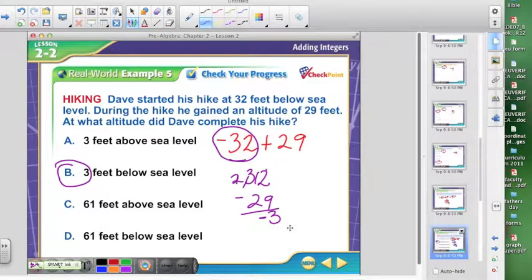Okay? Just keep those rules in front of you. Keep studying those rules. You are going to have to write out the rules for me, so you might as well go ahead and memorize them.